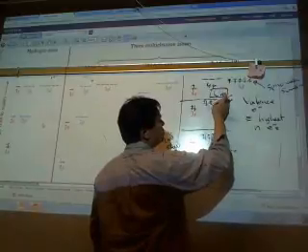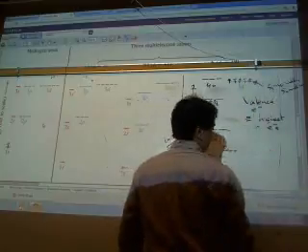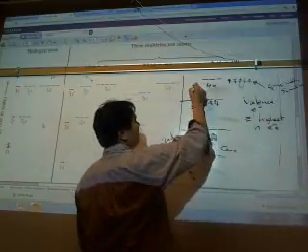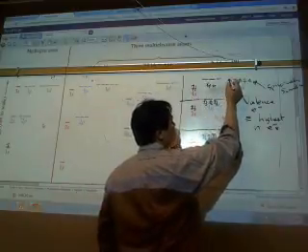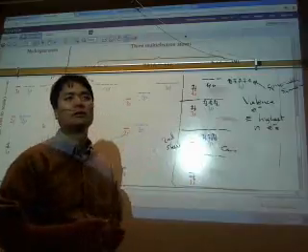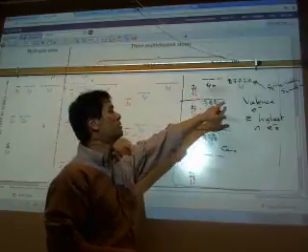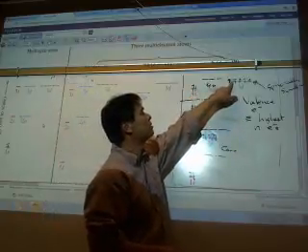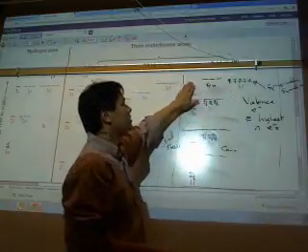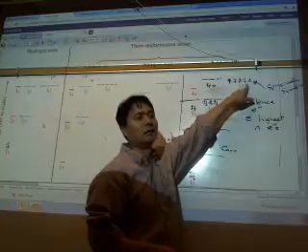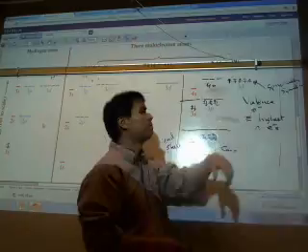After chromium, things go back to normal. What comes after chromium? Manganese. That's going to fill the 4s. And then? Iron. What are the common charges on iron? 2 and 3. So plus 2, we knock off the 4s electrons. Plus 3, we lose this paired electron here. And what do we end up with? So this is iron plus 3, a half-filled d subshell.